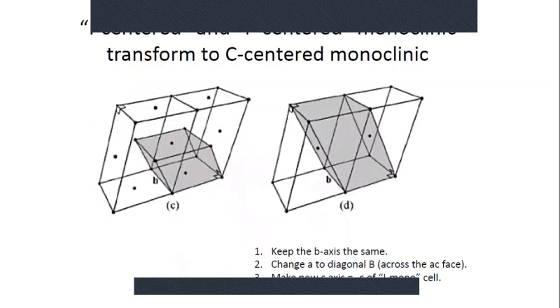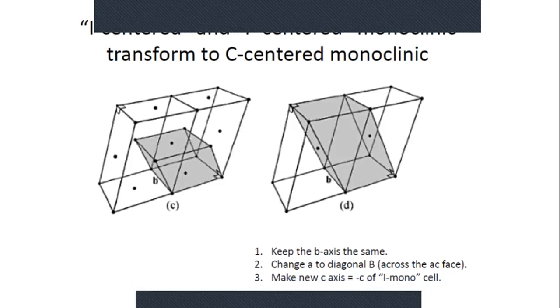Now for monoclinic systems, why don't we have an I-centered or an F-centered monoclinic system? That's because these are transformed to C-centered, and the reason we transform it to C-centered is because we want to keep the B-axis the same. If we were to do body-centered, it would make a new C-axis. So typically with monoclinic, we take I-centered and F-centered, and we transform it to C-centered, because that's the preferred centering for monoclinic systems.